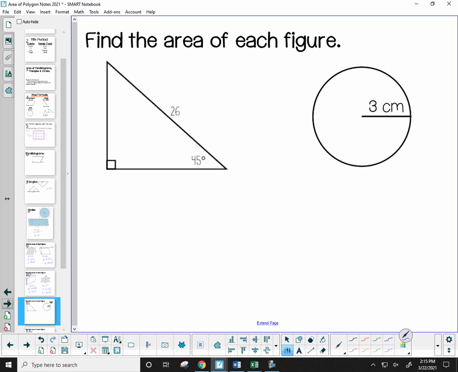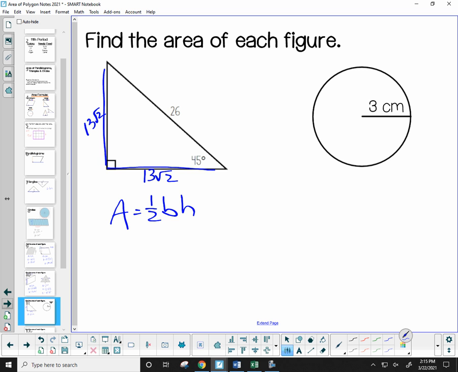Next one's another triangle. Because it's a triangle, it's 1/2 base times height. I know my base and height are here and here because they form the right angle, but I don't know either of those side lengths. But I have a special right triangle, so go ahead and solve for your legs there. What do you do for your legs? 13 radical 2.